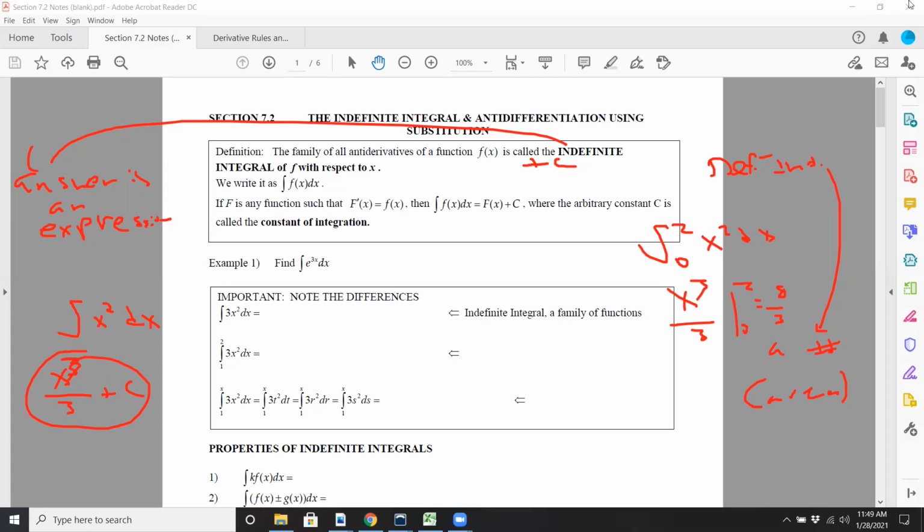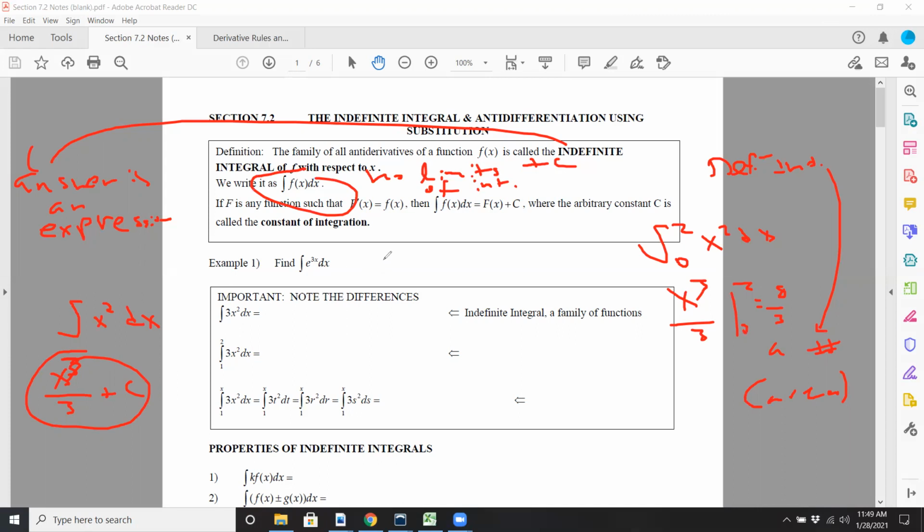Yeah, so we tend to write indefinite integrals like this without limits of integration. So no limits of integration. That's another difference between that and a definite integral. We don't have limits of integration because we just want an expression as our answer. So in this case here, you're asked to find the indefinite integral of e^(3x) dx.